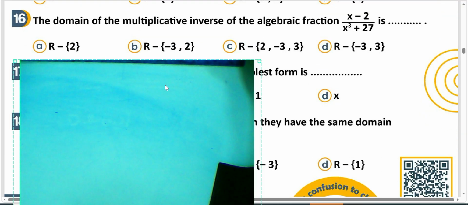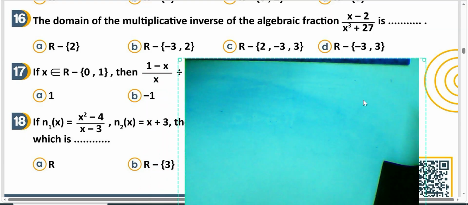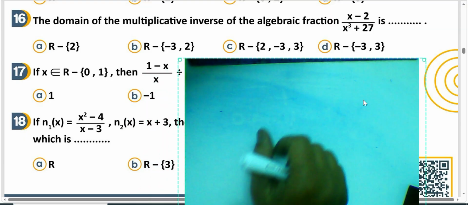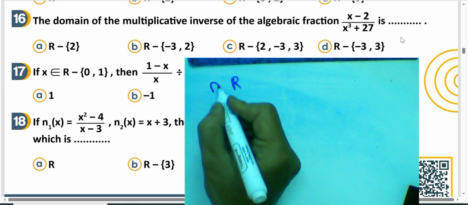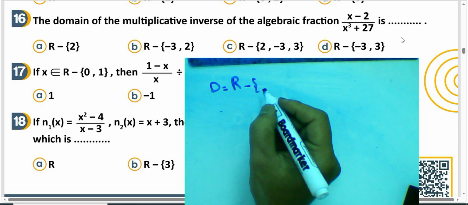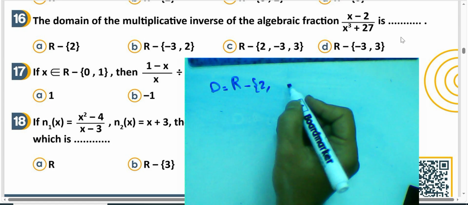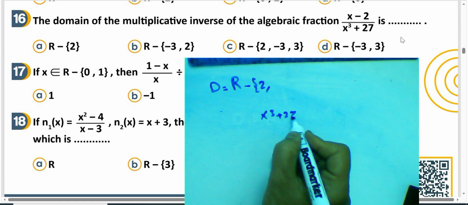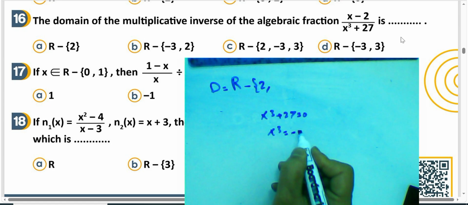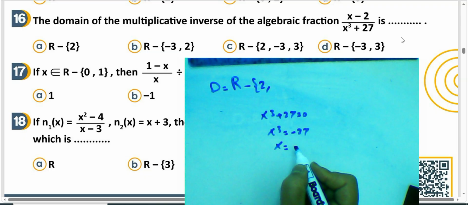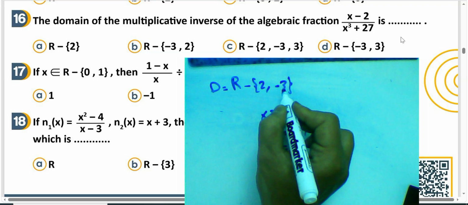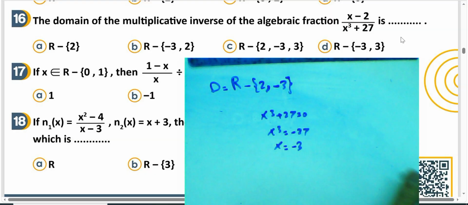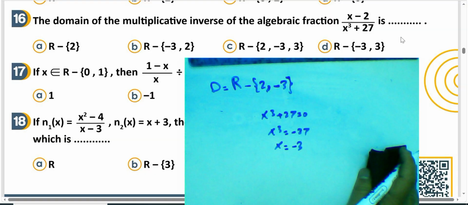The domain of the multiplicative inverse of this function. We also find the domain will be R subtract the set of zeros of the numerator and denominator. Numerator 2, and down x power 3 plus 27. If we put 0, then x power 3 equals negative 27. Then x will be the cube root of negative 27, which is negative 3. Then the domain will be R subtract 2 and negative 3. Choose letter B.